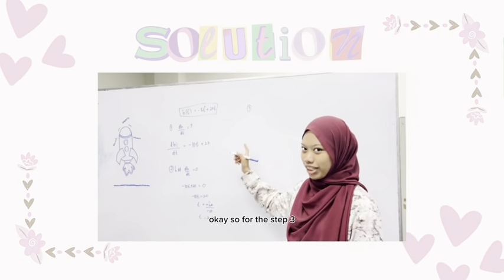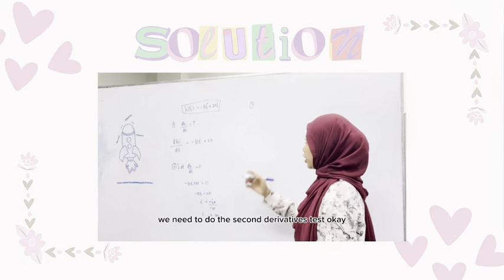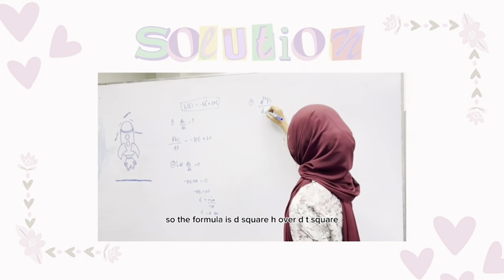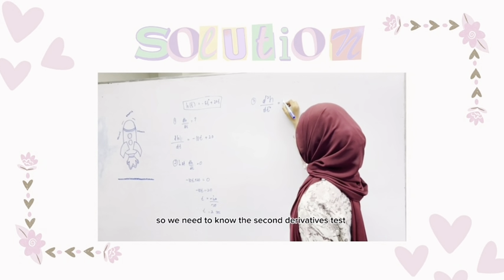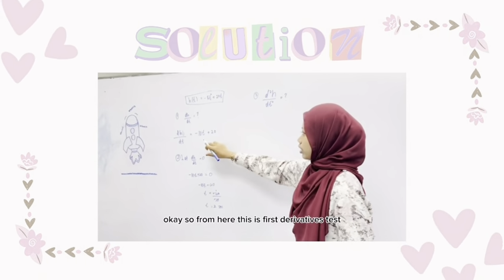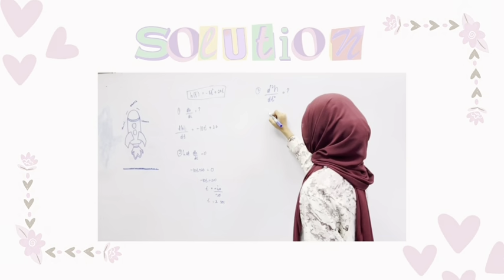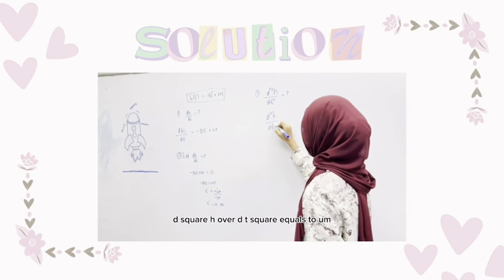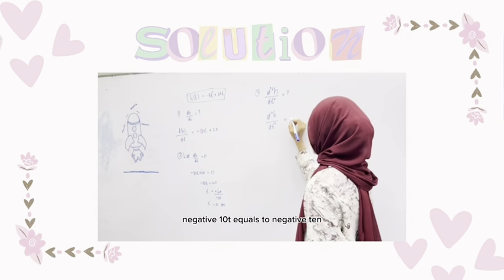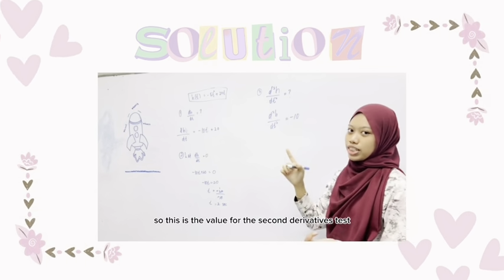Okay, so for step 3, to determine if the critical point is a maximum or minimum value, we need to do the second derivative test. So the formula is d squared h over dt squared. From here, this is the first derivative, so we do the second derivative test. d squared h over dt squared equals the derivative of negative 10t plus 20, which equals negative 10. Okay, so this is the value for the second derivative test.